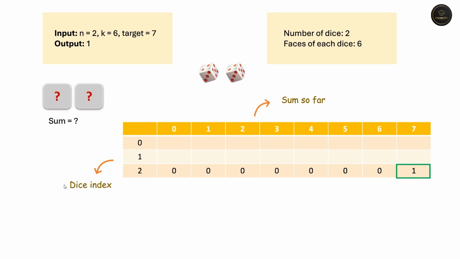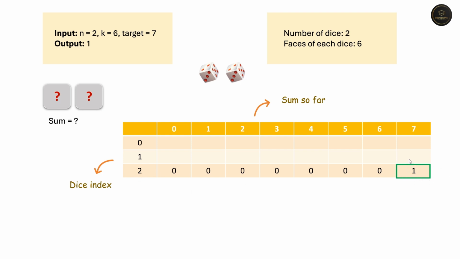So this represents the dice index and this row represents the sum that we have calculated so far. In the top-down approach, we saw that when the index is 2 and the sum is 7, we considered that this is one possibility because when the index is 2, it indicates that the first two dice are already computed and the sum which is equal to target is already achieved. So there is one possible combination here. So this is going to be our base case.